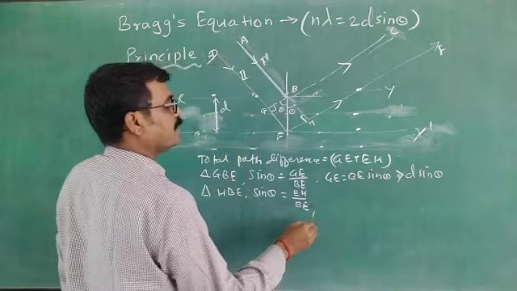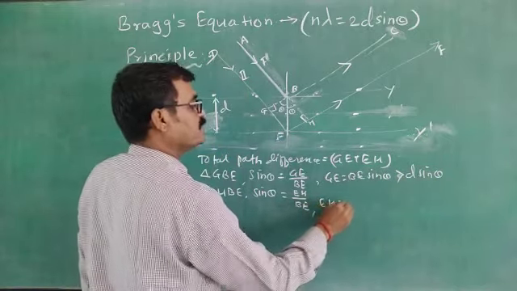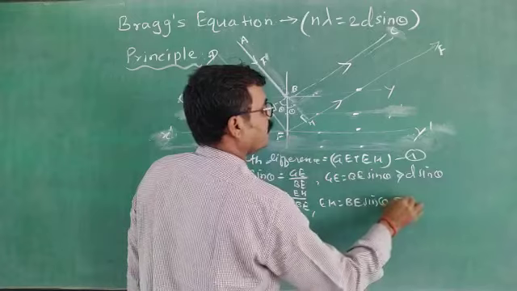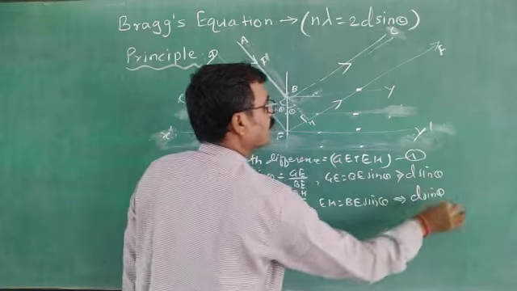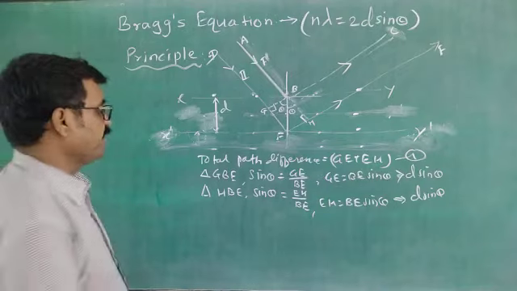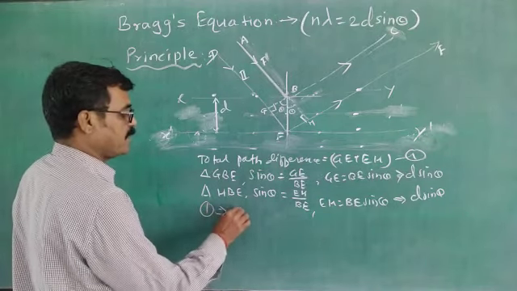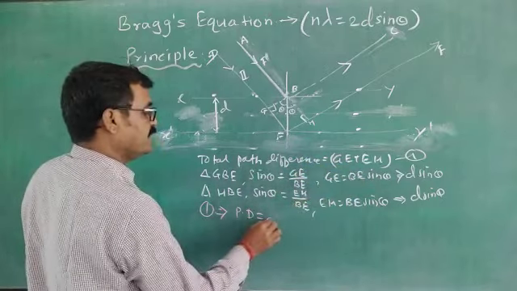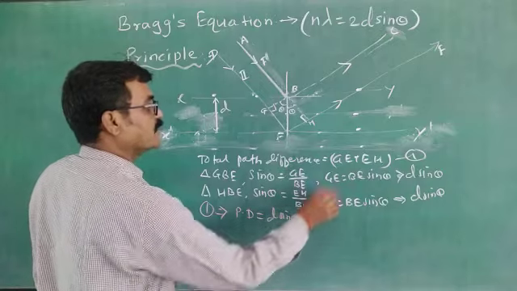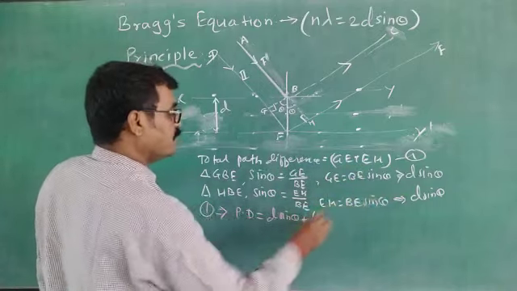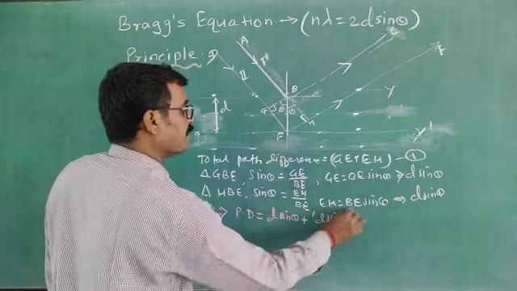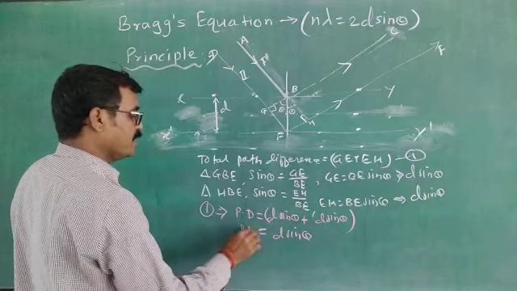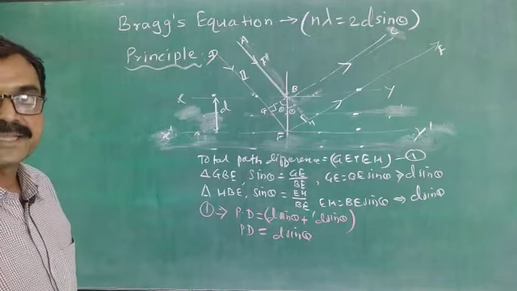Now what is the value of EH? It equals again BE sine theta, so again it will be d sin theta. From equation 1, what is the path difference? That is GE plus EH. GE is d sin theta, and EH will also be d sin theta. By summing these two you get 2d sin theta. Now this path difference is nothing but 2d sin theta.